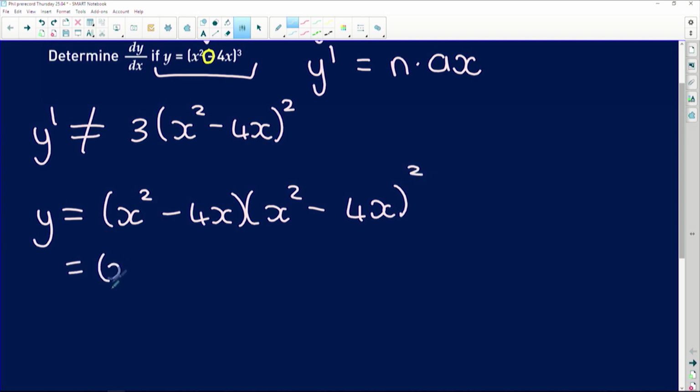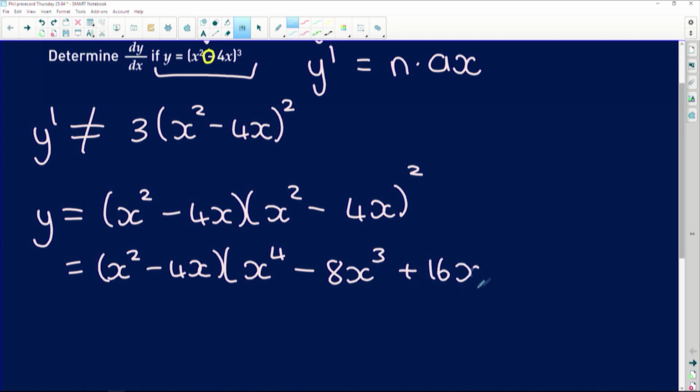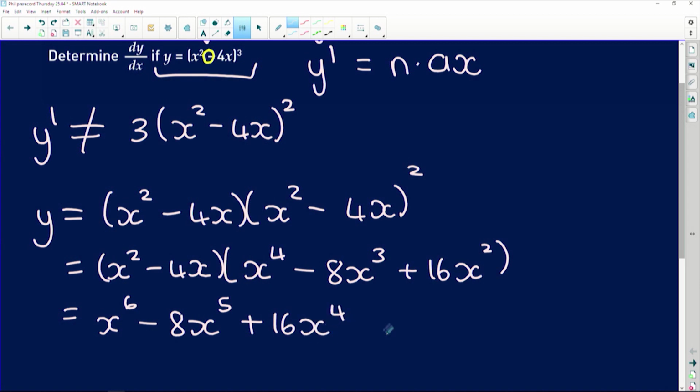So that gives us x squared minus 4x, that first bracket that we took out, multiplied by x to the power of 4 minus 8x cubed plus 16x squared. Okay, so now we can further distribute. If we distribute that first term, we get x to the power of 6 minus 8x to the power of 5 plus 16x to the power of 4. Then we multiply out the second term, so we get minus 4x to the power of 5 plus 32x to the power of 4, and 4 multiplied by 16 is minus 64x to the power of 3.